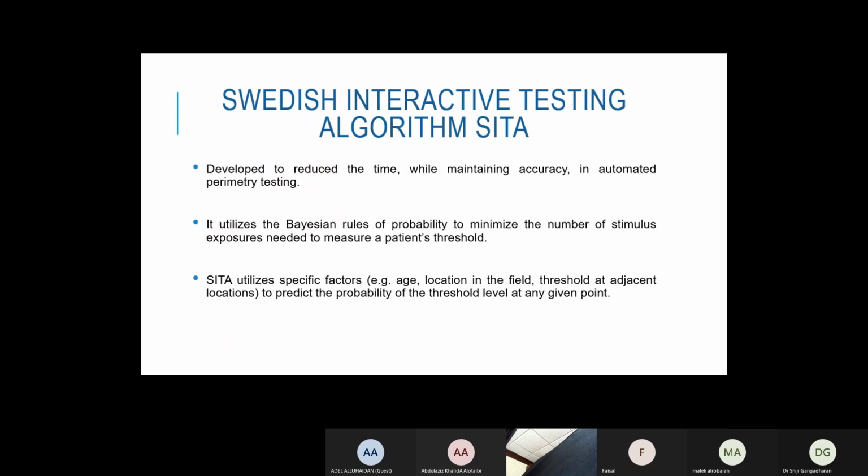The SITA stands for the Swedish Interactive Testing Algorithm, developed to reduce the time while maintaining accuracy in automated perimetry. Utilize Bayesian rule of probability to minimize number of stimulus. SITA utilizes specific factors like age, location of field threshold at adjacent location to predict the probability of threshold level at any given point. So basically, it uses complex mathematical measurements to predict the threshold before starting the test and minimize the number of tests at each point.